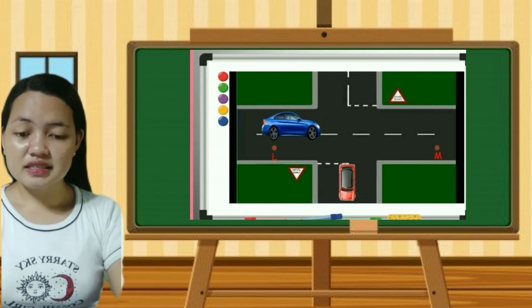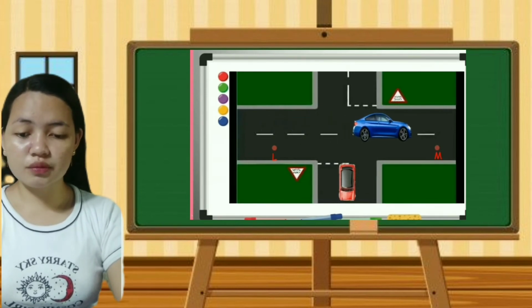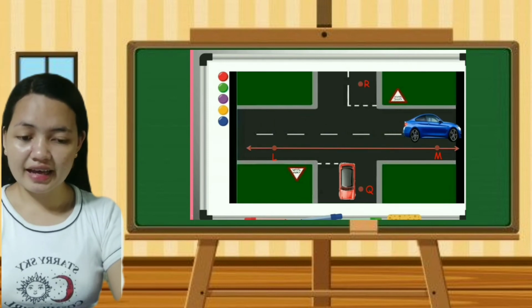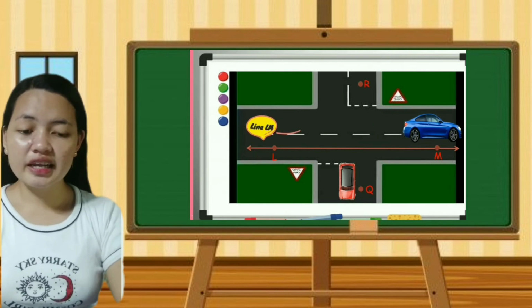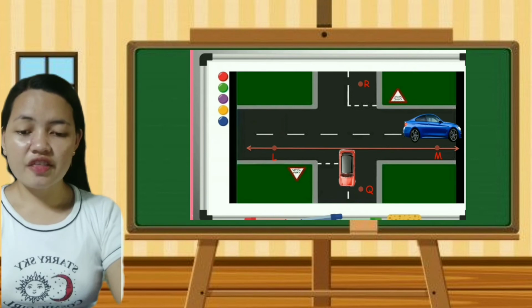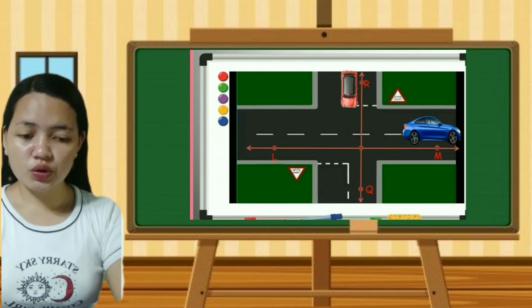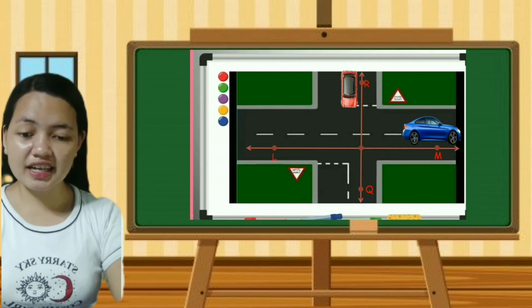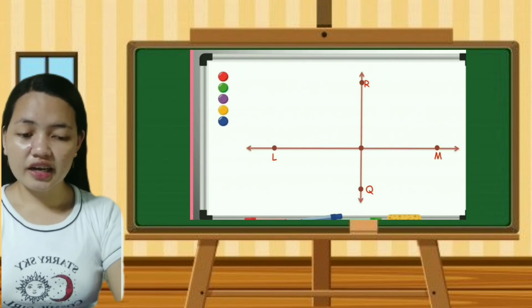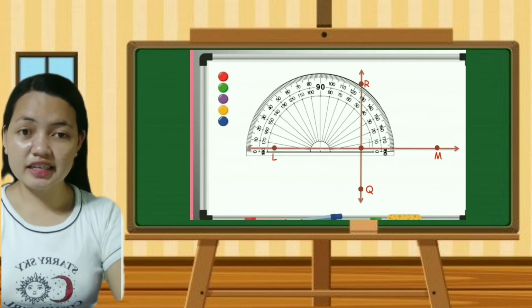This time, take a look at the movement of the blue car. It moves from point L to point M. If we represent it using a line, we can name it line LM. Then the red car moved from point Q to point R. If we represent it using a line, we can name it line QR. If we represent the movement of the two cars using lines, we can say that the lines intersect at a point, and if we measure the angle of intersection, it measures exactly 90 degrees.